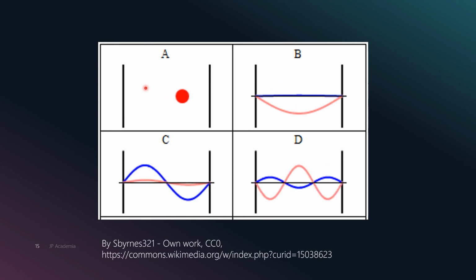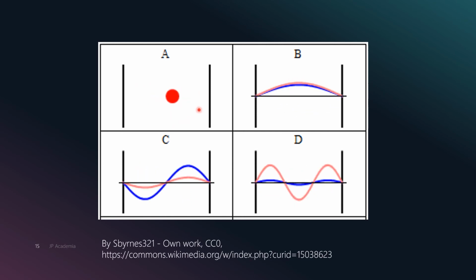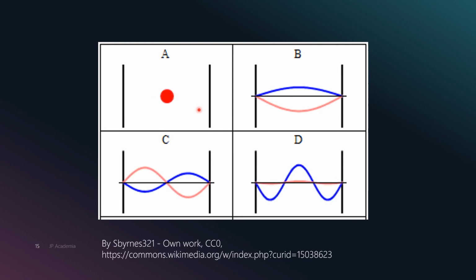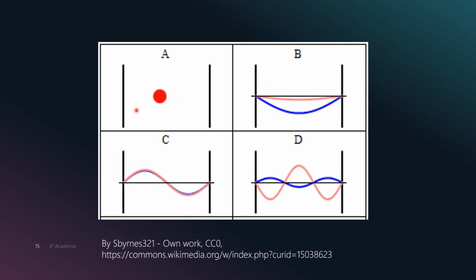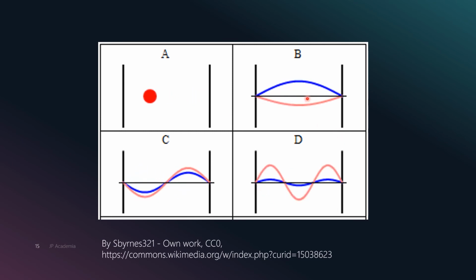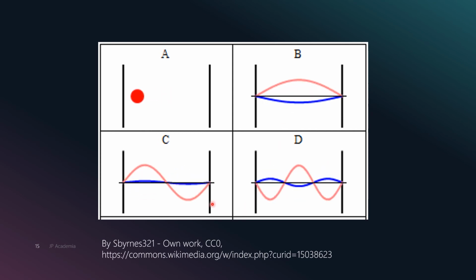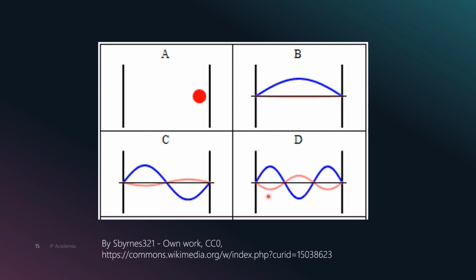In classical physics, the particle can be detected anywhere in the box with equal probability, shown here in box A. On the other hand, in quantum mechanics, the probability density for finding a particle at a given position is derived from the wave function.